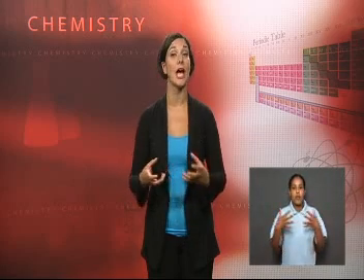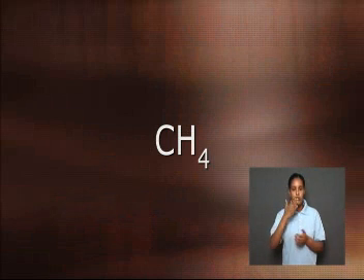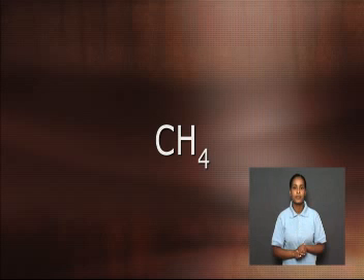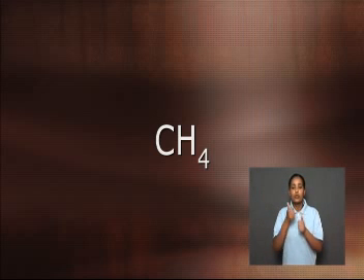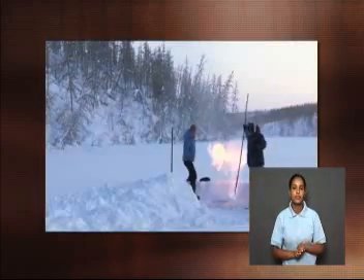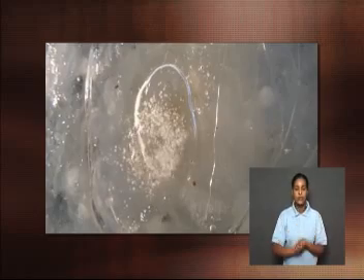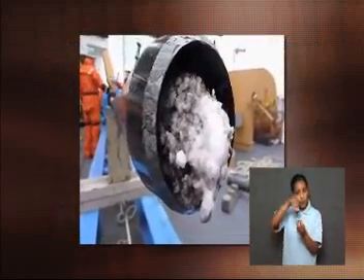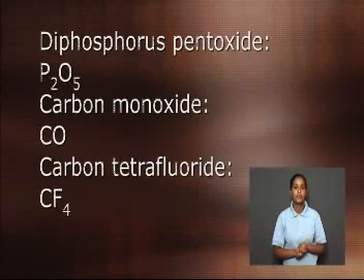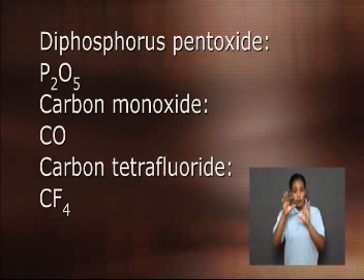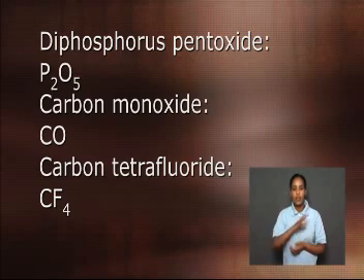Unlike ionic compounds, a lot of covalent compounds are found in gaseous state when they are at room temperature. Methane is a good example of a gaseous covalent compound. It is the simplest compound of carbon and hydrogen, both of which have similar electronegativities. When methane gas is cooled, it condenses and turns into a liquid. If it continues to be cooled, it eventually turns into a solid. Some other examples of covalent compounds include diphosphorus pentoxide, carbon monoxide, and carbon tetrafluoride.